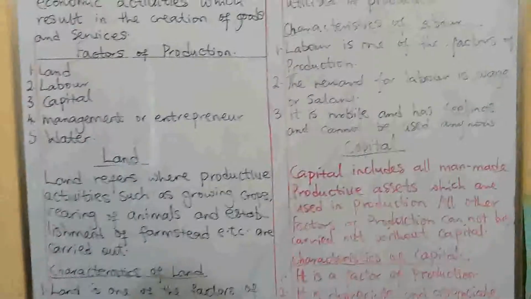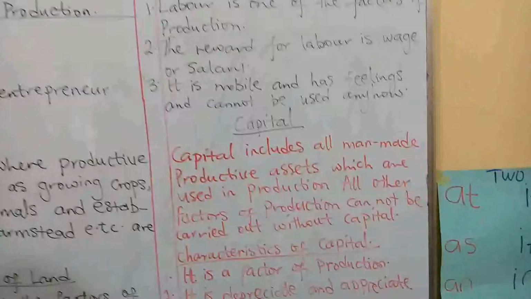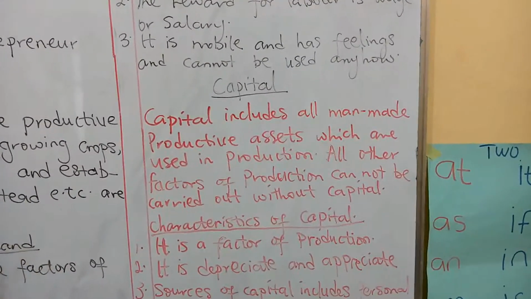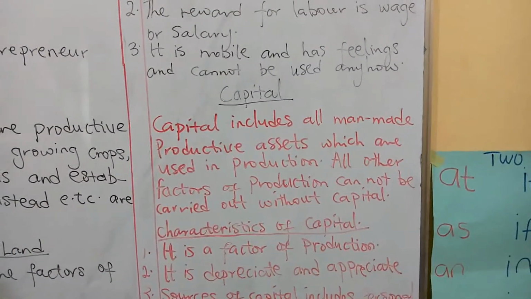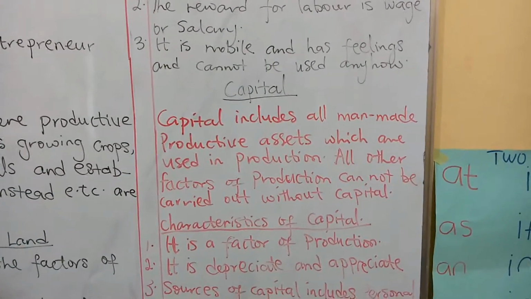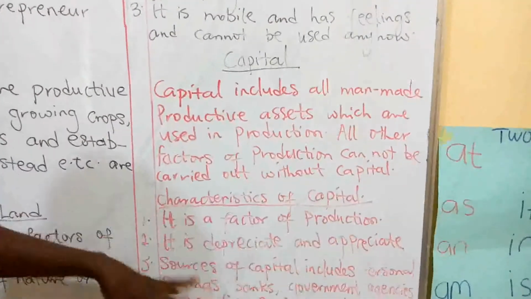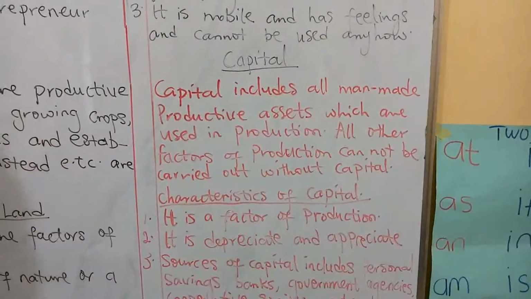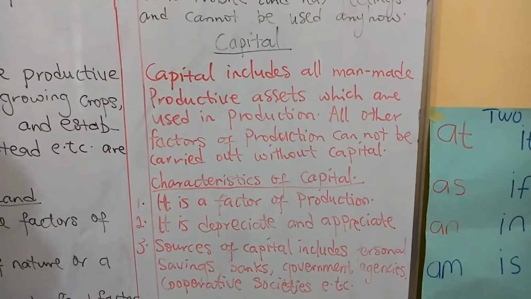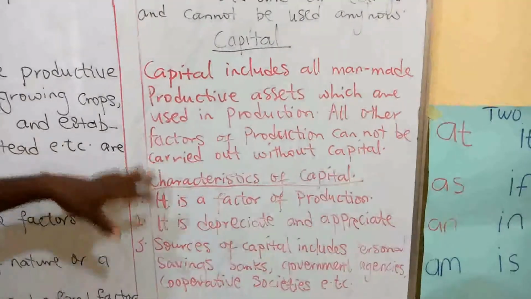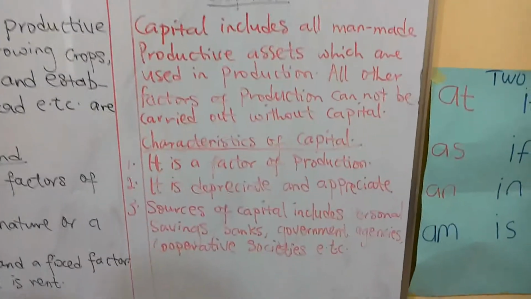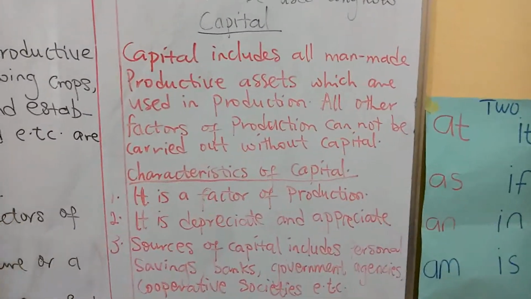The next one we're going to be looking at is capital. Capital includes all man-made productive assets which are used in production. All man-made, not just money this time. Now, all the factors of production cannot be carried out without capital. We need money for all other factors of production to function very well. And going down, we look at the characteristics of capital. We say it is a factor of production.